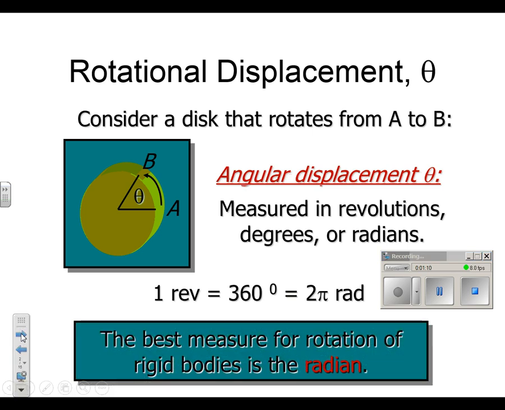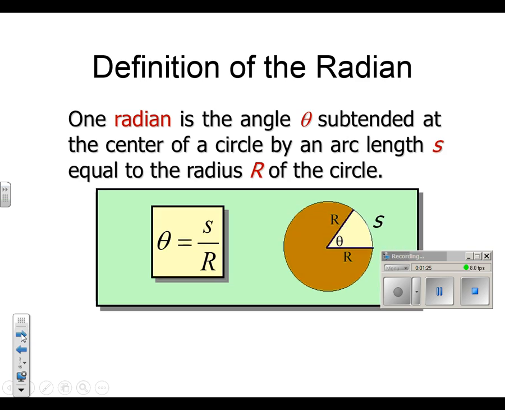The best measure for rotation of rigid bodies is going to be the radian, so this is where we're going to use that unit. We won't necessarily use that in our calculators though. So the definition of a radian: 1 radian is the angle theta subtended at the center of a circle by an arc length s, equal to the radius of the circle. So the thought is that our theta is equal to s over r. Or another way to say that would be that our angular displacement is equal to our arc length divided by radius.